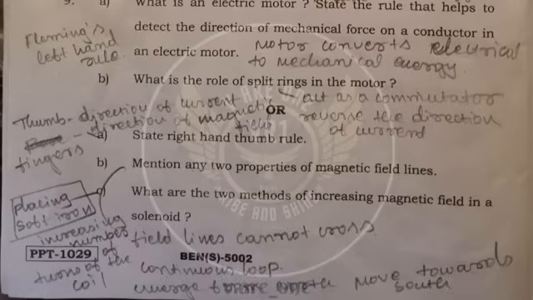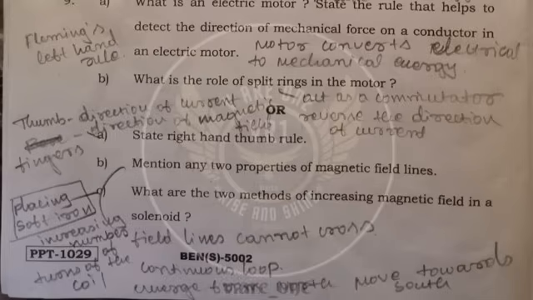rule. According to Fleming's left hand rule, the forefinger represents the direction of magnetic field, the thumb represents the direction of force acting on the conductor, and the middle finger represents the direction of the current. And split rings act as a commutator which reverses or changes the direction of current in the circuit. And we have an option for this question.